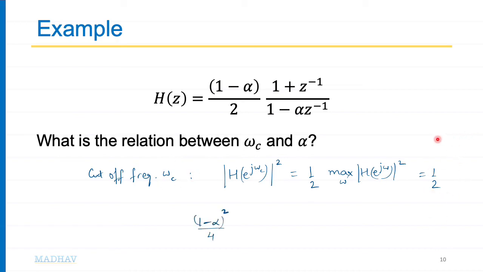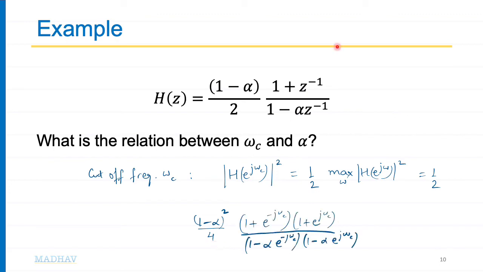Okay, so just put this value here, (1 minus alpha) squared upon 4 times, and basically you have to do the mod square. So this times the conjugate of this. So this is 1 plus e to the power minus j omega c times the conjugate of this, so 1 plus e to the power plus j omega c. Similarly, the denominator also, first H(e^{j omega}), then H(e^{minus j omega}), the conjugate.